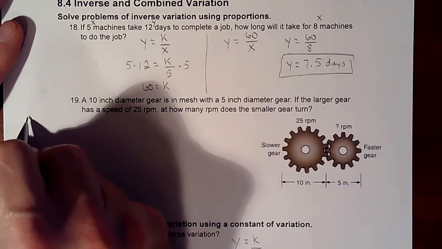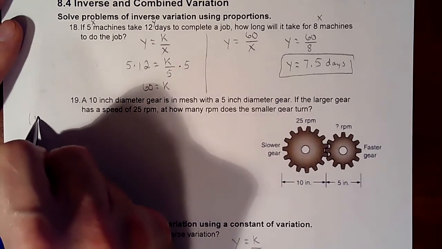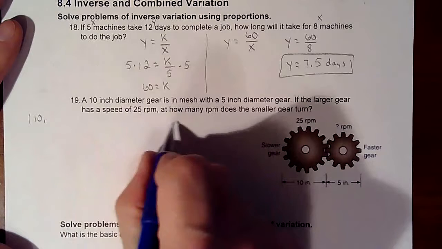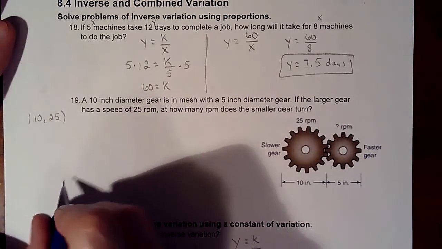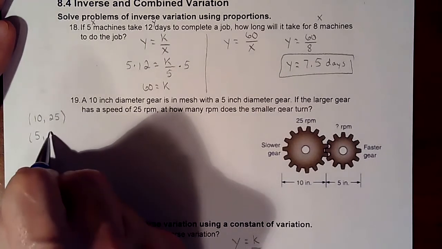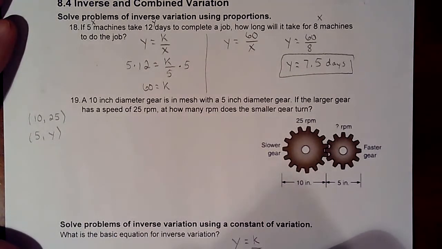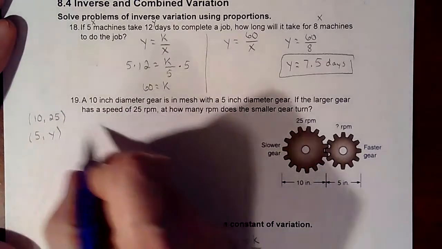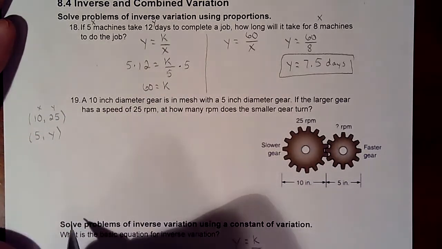So if I treat it as coordinates, I can look at an x and a y. If I have a 10-inch gear rotating at 25 revolutions per minute, and I want to shift to a 5-inch, how many revolutions per minute would I be looking at? I'm going to use this x, y to figure out my k, and then I'll plug in that x.